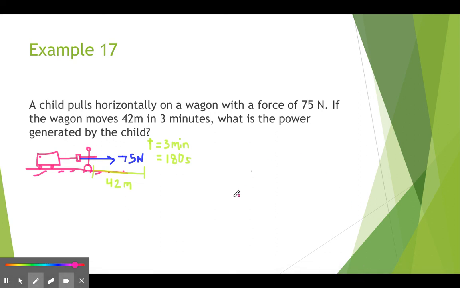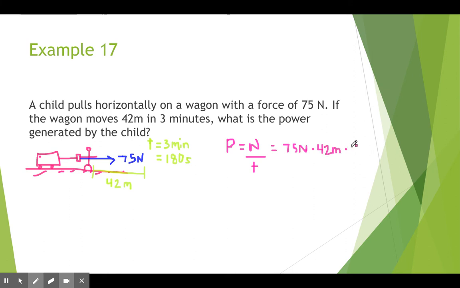Well, we know that power is work over time. Work is this applied force, which is 75 newtons, times displacement, which is 42 meters, times cosine. In this case, the displacement and the force are parallel to each other. They're both in the positive x direction. So we have cosine of 0 degrees, which gives us 1, divided by 180 seconds.